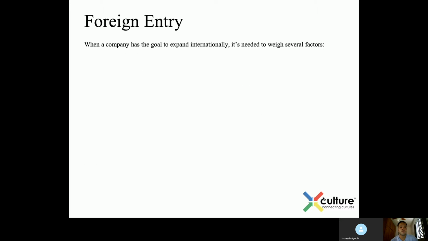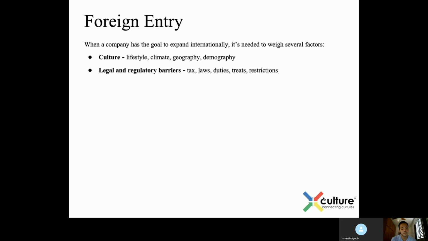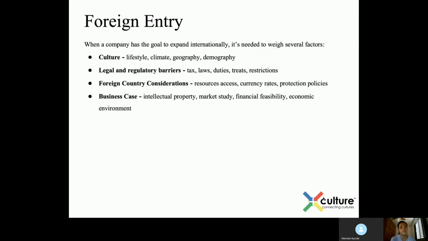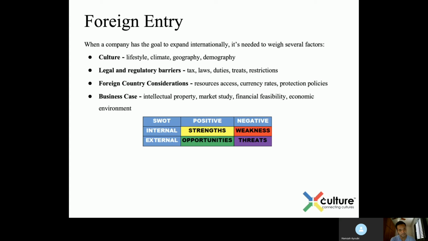So, we will talk about entry modes. When a country market is saturated, a company may seek to invest internationally to gain access to more customers, material partners, and increase their market share. But firstly, it's needed to do some research and weigh some factors such as culture, legal and regulatory barriers, foreign country considerations, and the business case.